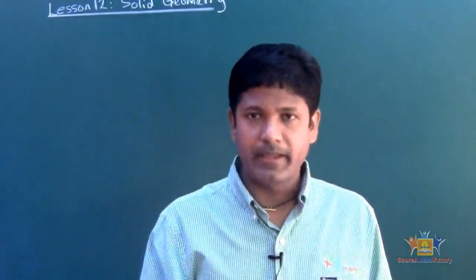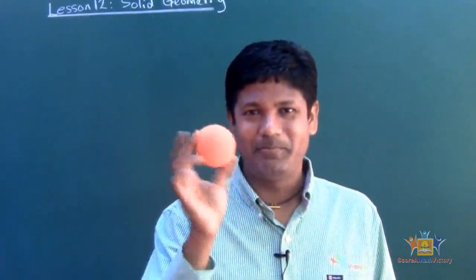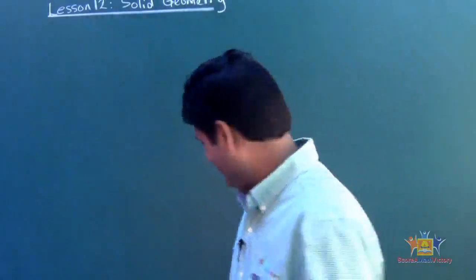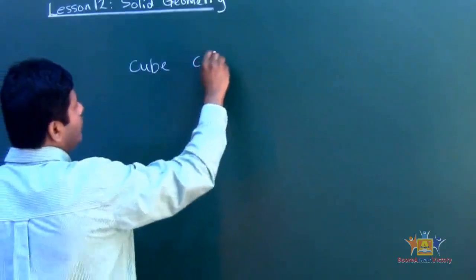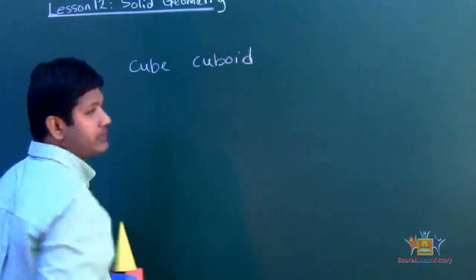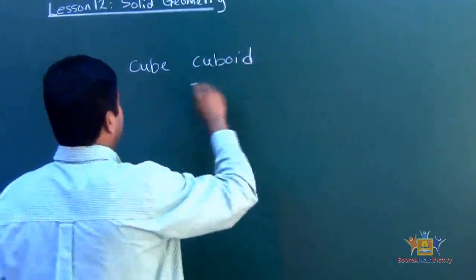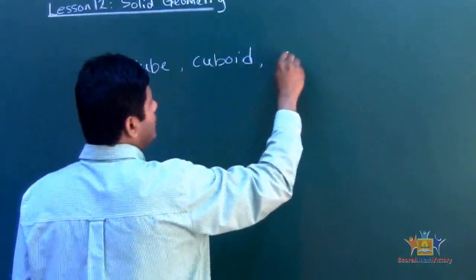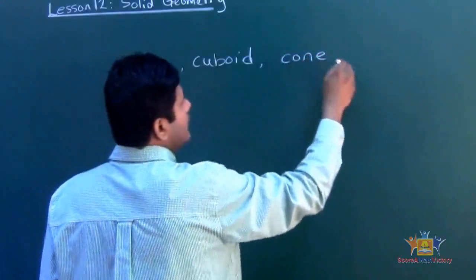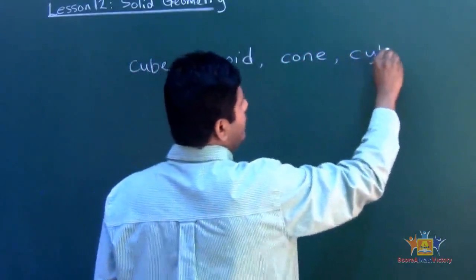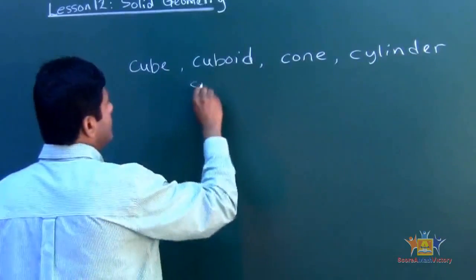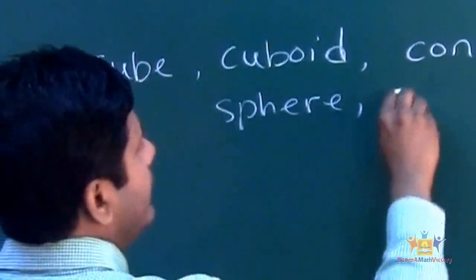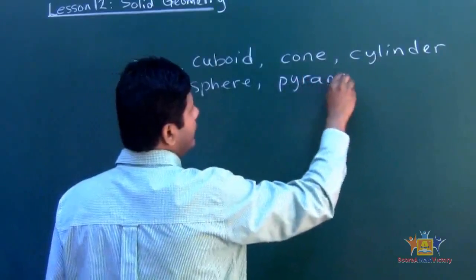So right, let's review again. What do you call this one? A sphere. Let's write that down. So let's put them in order. Let's start with a cube. Cube, and then we have cuboid, and then what's the next one? Very good. So cube, cuboid, and then we talked about cone, and then cylinder, and then sphere, okay? Very good. And then pyramid, okay? Good.